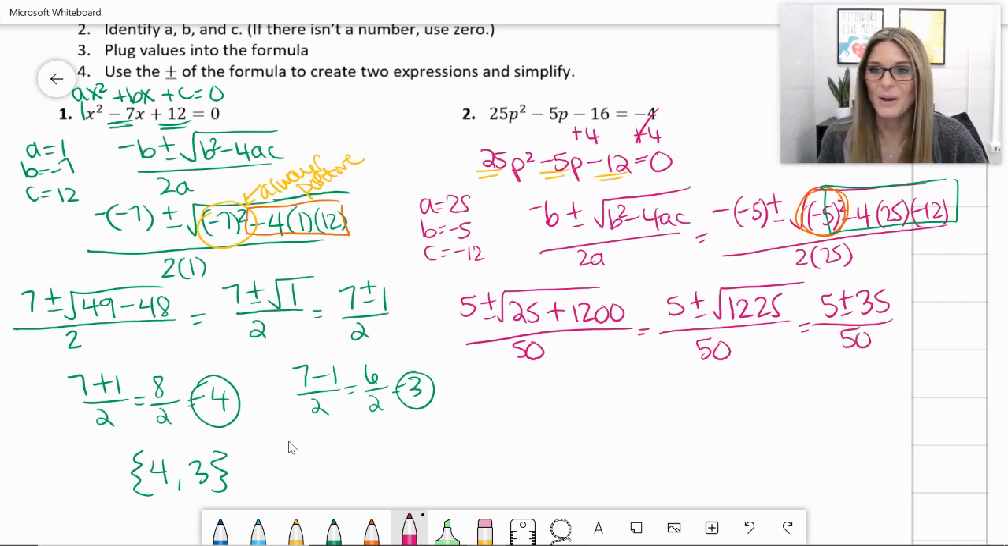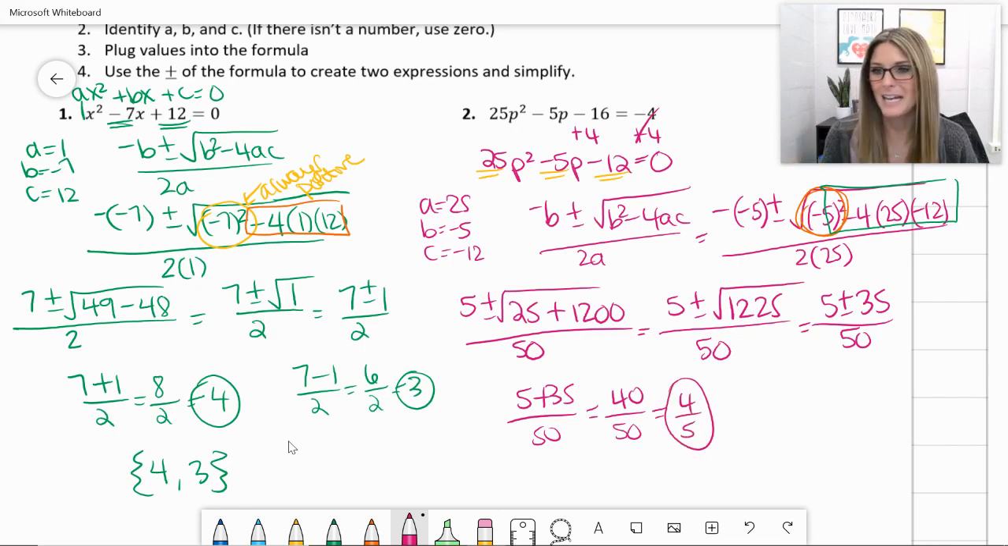50. So we've got two expressions here, one with the plus sign, one with the minus sign. First one, 5 plus 35 over 50. If I simplify that, that gives me 40 over 50, or I can reduce that fraction down to 4 over 5. Yes, that's an answer. On this parabola, it's not crossing the x-axis at pretty places. It's actually crossing at 4/5 or 8/10, not quite to 1, somewhere between 0 and 1 on that x-axis.